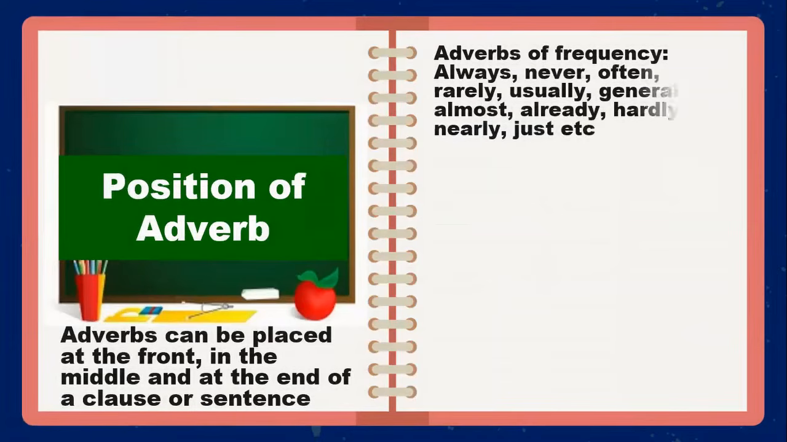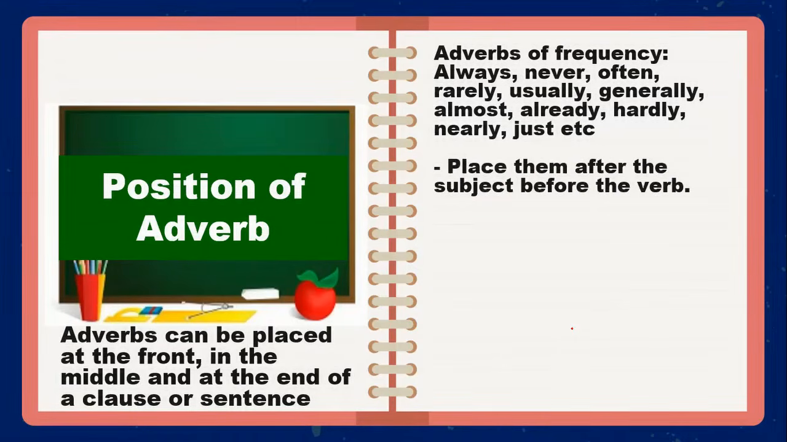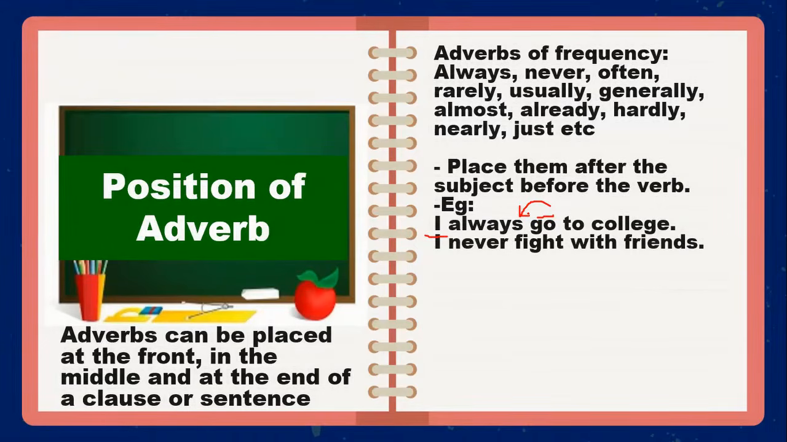Okay, likewise we have adverbs of frequency, अघि कुरा गरेको थियौँ: always, never, often, rarely, usually, generally. यिनीहरू चाहिँ adverb of frequency भनेको how often something is done, is it done regularly, irregularly, never. यिनीहरूलाई चाहिँ हामी जहिले पनि सब्जेक्ट पछि र भर्ब भन्दा अगाडि, after the subject before the verb. See the example, I always go to temple. I is the subject and you have verb go, त्यो भन्दा अगाडिपट्टि you are placing the adverb. So subject र verb को बीचमा: I always go to school, I never fight with friends.